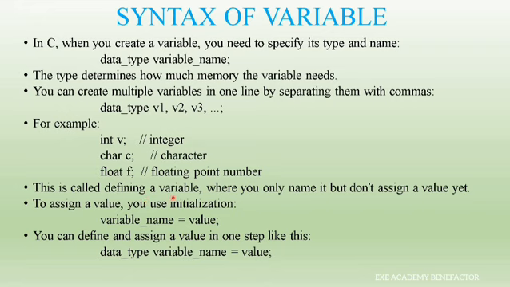This is called defining a variable, where you only name it but don't assign a value yet. We are just naming it. We are just creating a space for that name, but we are not assigning a value. To assign a value, we have to do initialization, that is variable name equal to value. Like this, we are just initializing p with 309.